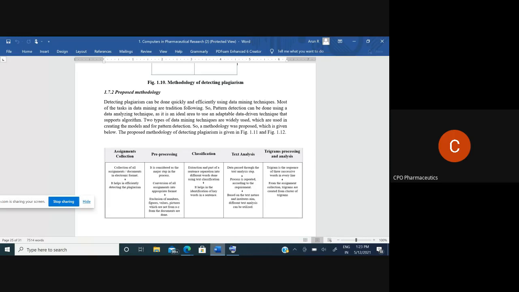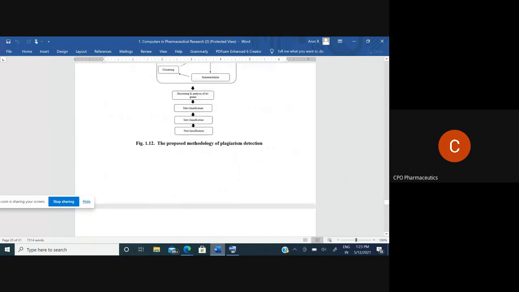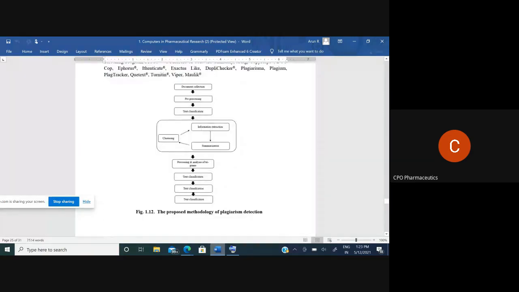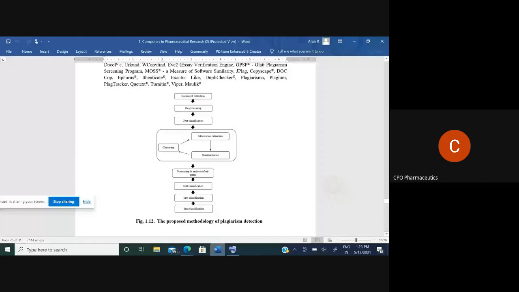So we have a number of software tools, like Turnitin, which will never allow these things to happen, which will find this easily. That is known as plagiarism.